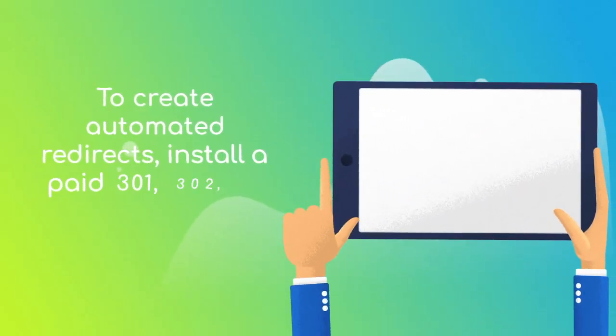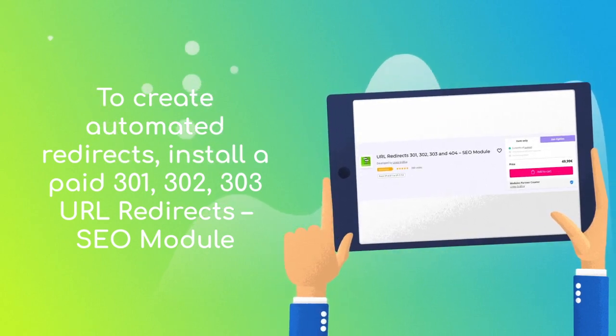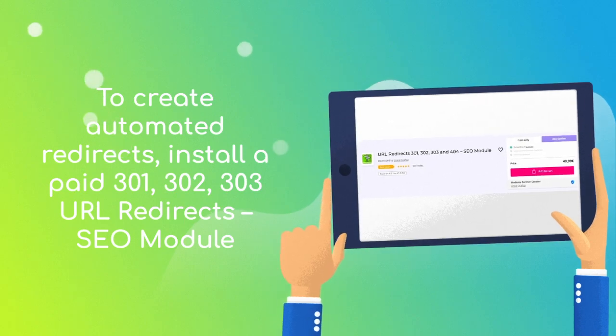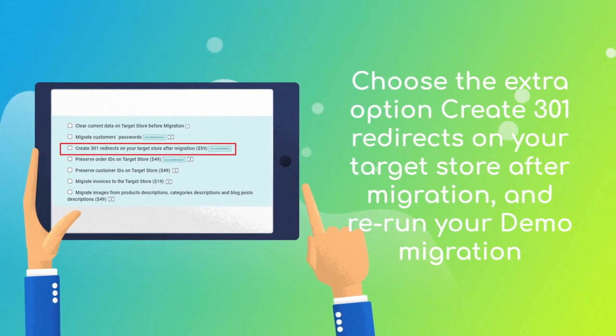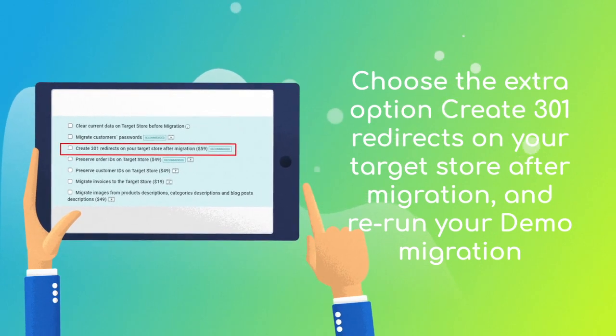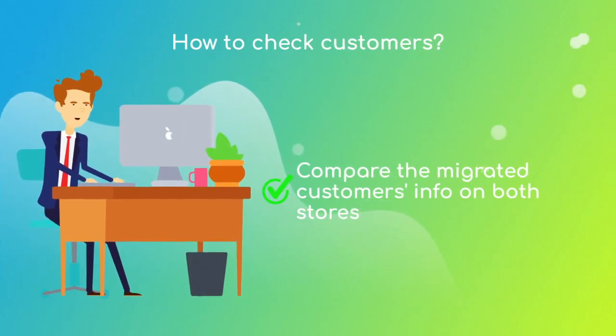To have automated redirects created on your PrestaShop after the migration, install a paid 301, 302, 303 URL redirects SEO module. Choose the additional option, Create 301 redirects on your target store after migration in the Migration Wizard, and rerun your demo migration. To check the migrated customers, follow the same route as with products.